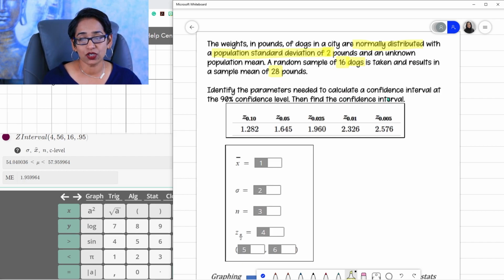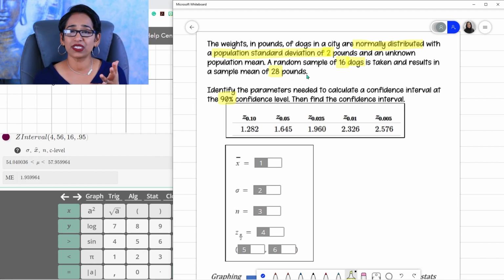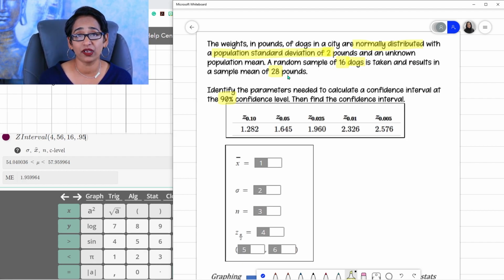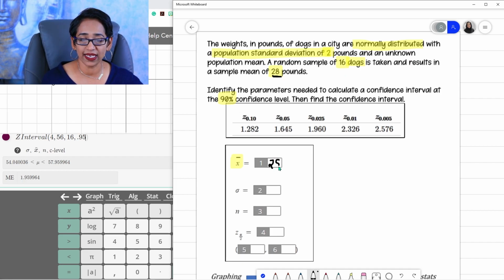Identify the parameters needed to calculate the confidence interval at 90% confidence level. In the previous case, they wanted to be 95% confident. Now they want you to be 90% confident. So I'm going to use my handy dandy tool here. I'm going to fill up what I know. X bar stands for sample mean, right? What's my sample mean here? I took 16 dogs and the mean was 28. So my sample mean is 28. Standard deviation is 2 pounds. N is your sample size, which is 16.